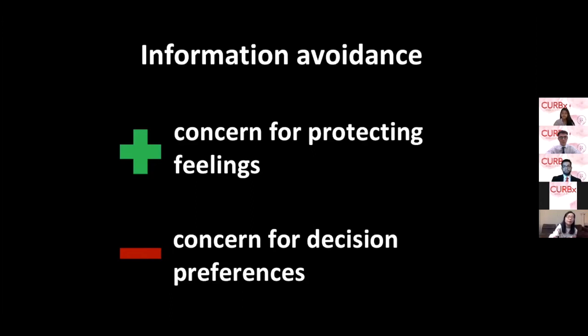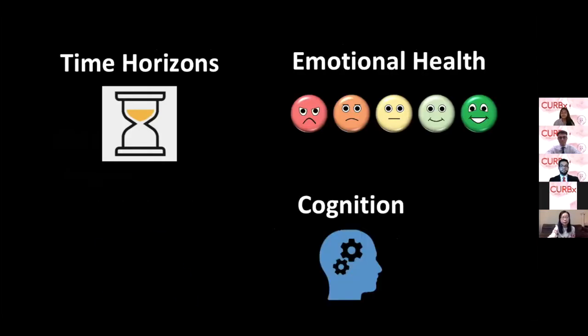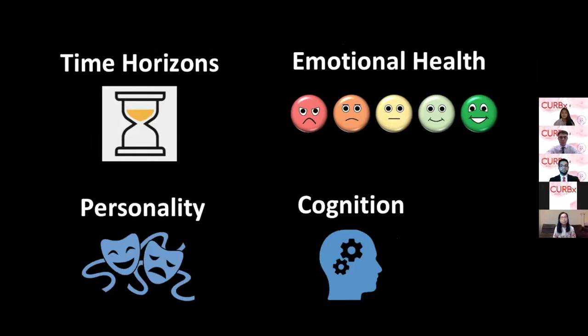We also looked at our next research question, looking at how variables that change with age may explain age differences in information avoidance. We looked at variables that measure demographic, cognition, and socio-emotional health. We found that 7 variables, which measured time horizons, emotional health, cognition, and personality, were highly varied with age. So we controlled for these 7 variables and looked at the association between information avoidance and age. Even after controlling for these variables, we still found that age was not a significant predictor of information avoidance.